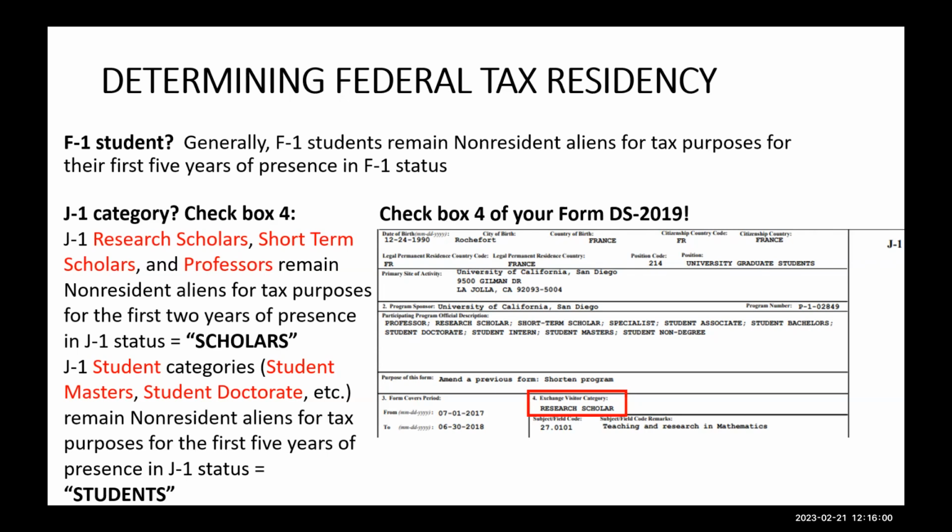If you are in a research scholar, short-term scholar, or professor category, then you're in the scholar category and you have a 2-year exclusion period within a 6-year overall look-back period. So that's how you determine whether you are in the scholar category or the student category if you're J1.